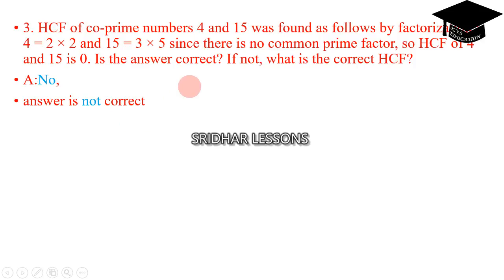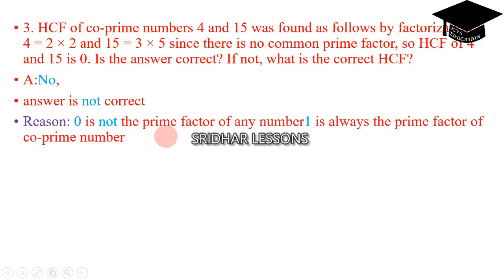Answer is not correct because 0 is not the prime factor of any number and 1 is always the common factor of co-prime numbers. This is the reason. 0 is not the factor of any number. 1 is always the common factor of co-prime numbers. Okay? So the correct HCF of 4 and 15 is 1.